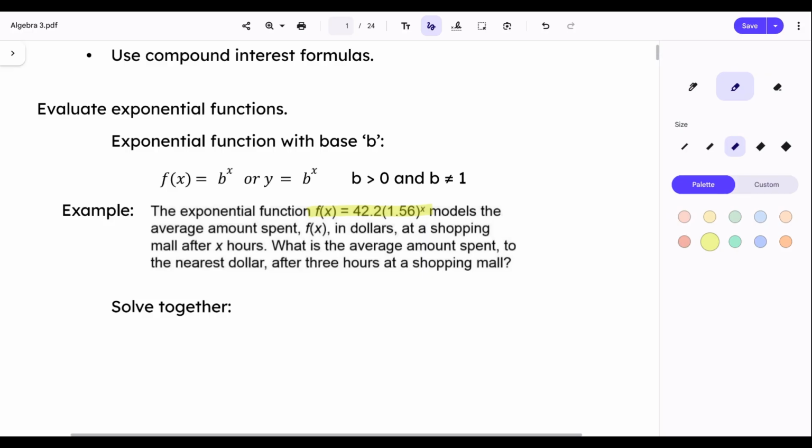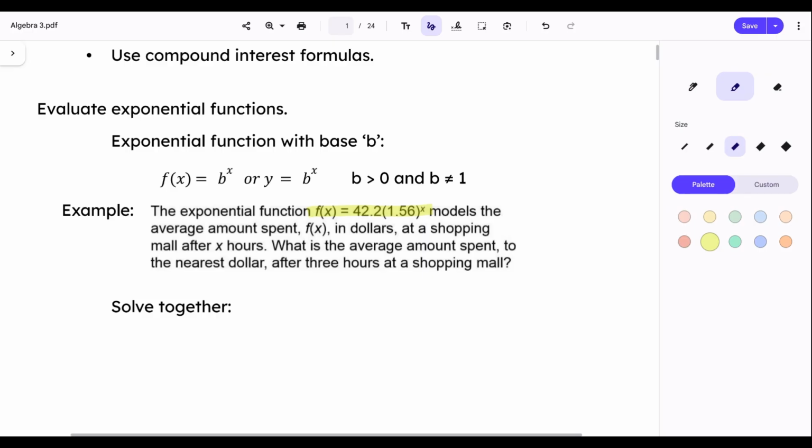And that's because we have this exponent as a variable. So you can see down below, this equation that they're giving me has that x up there in the exponent spot, but it also is giving us some numbers. Let's see what these represent. They're saying that this function models the average amount spent, f of x in dollars, at a shopping mall after x hours. What is the average amount spent to the nearest dollar after 3 hours at the shopping mall?